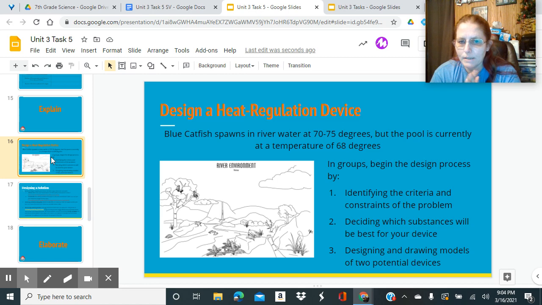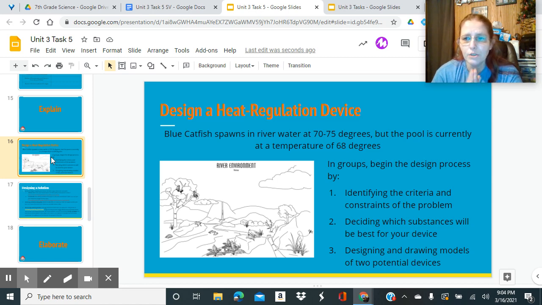You're going to begin the design process. So those of you who have me for Gateway understand that the design process is something I know a lot about and that I will help you with. Okay, it's kind of important. So we know that the blue catfish spawns in the river at 70-75 degrees, but the pool is currently at a temperature of 68 degrees. That is your problem statement.